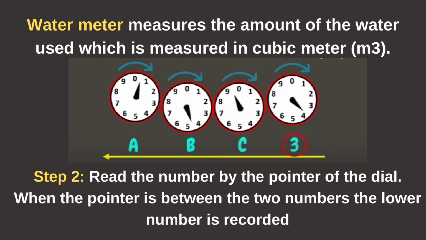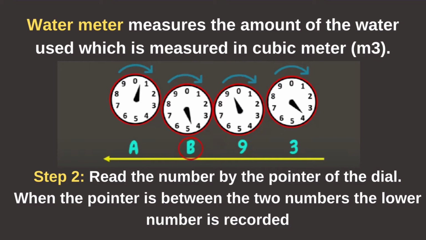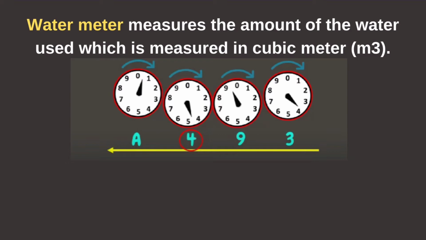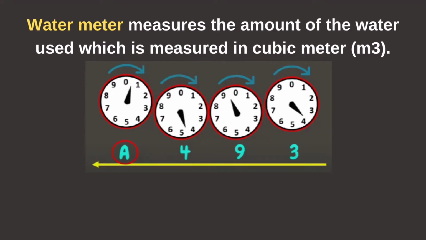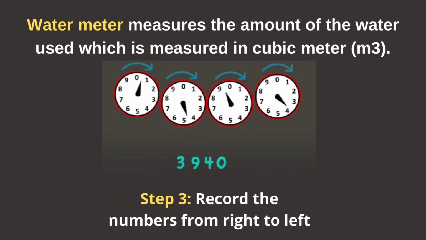In dial C, the pointer points between 0 and 9. Since it has not yet passed 0, we will record 9. In dial B, the pointer points between 5 and 4, so we will record the smaller number, which is 4. Lastly, dial A. The pointer points between 0 and 1. Since 0 is smaller, that will be our dial A. Third step is to record the numbers from right to left. Well done. Let's answer the question.